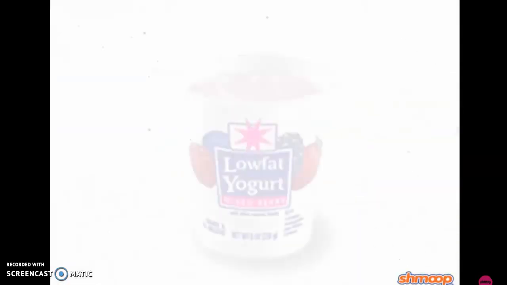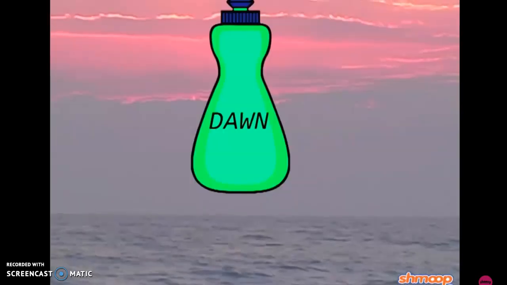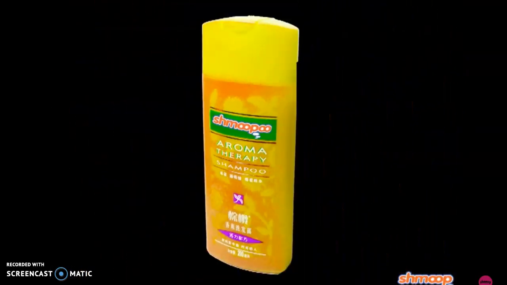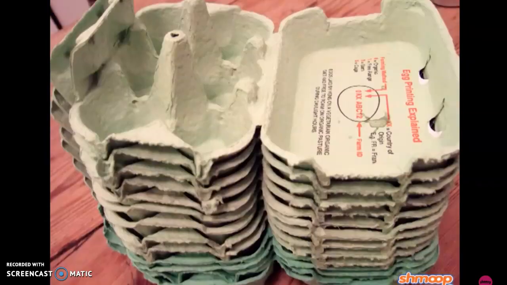Milk is gone, and somebody polished off the last of the yogurt, too. I need to get some Dawn and shampoo. We're running low on our rye. The eggs were eaten this morning, and so they're just about out.